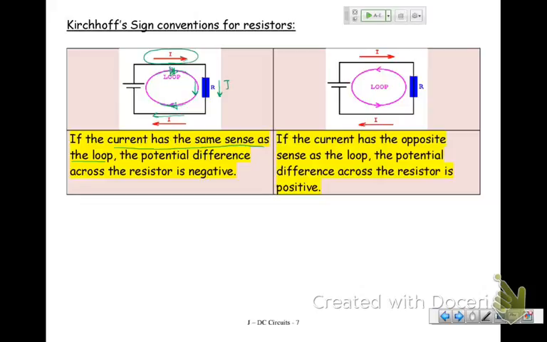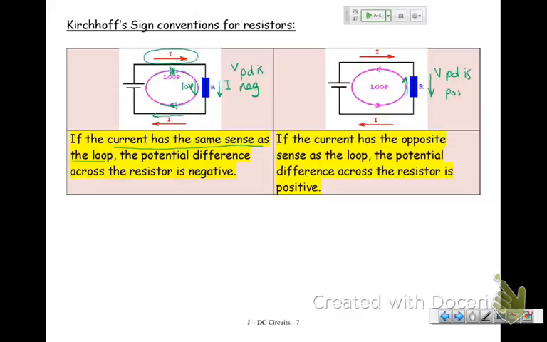So when your I and your loop flow through a resistor in the same way, then VPD is negative. If I choose to put my loop in the opposite direction so that my current is flowing down and my loop is flowing up, then VPD is positive. Okay, so I've figured out the sign convention for my potential differences.